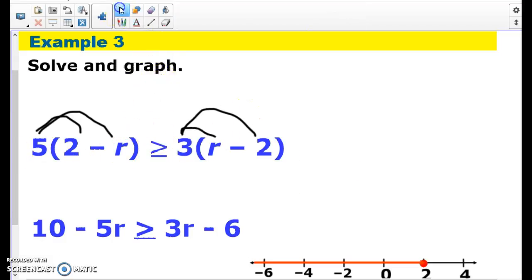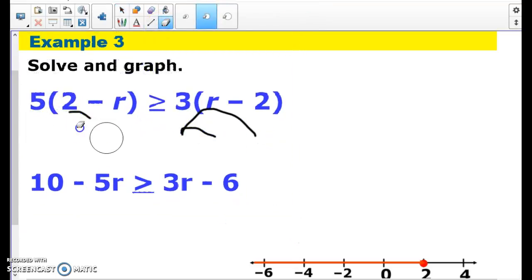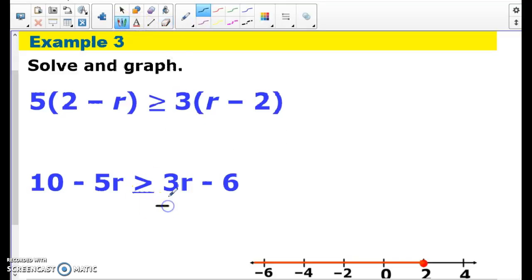Okay, so after I distribute there, let's move this up now. Same 3 steps. So add or subtract. Let's subtract 3r here. Subtract 3r. Subtract 10. Subtract 10. So I end up with negative 5r minus 3r is negative 8r. Negative 6 minus 10 is negative 16.